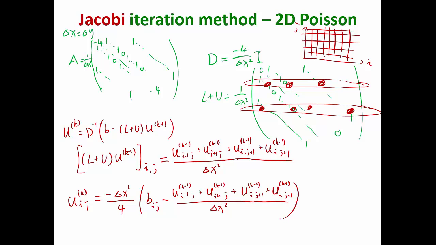And that again is a stencil operation, right? It involves the linear combination of the right-hand side at the very grid point, and also a linear combination of the previous iteration value at the surrounding, the neighboring grid points.